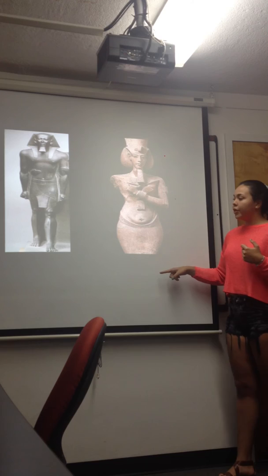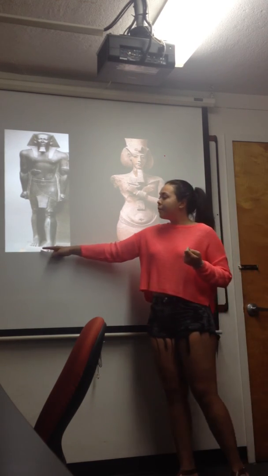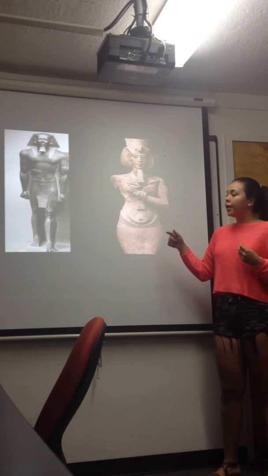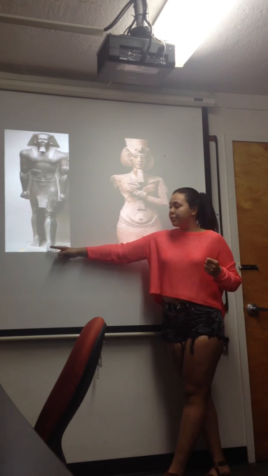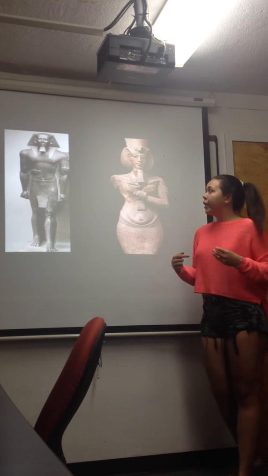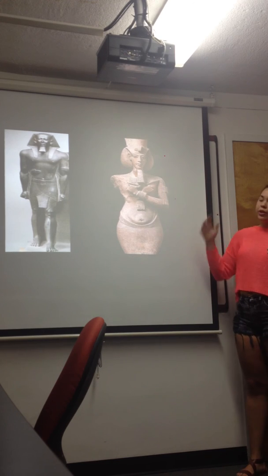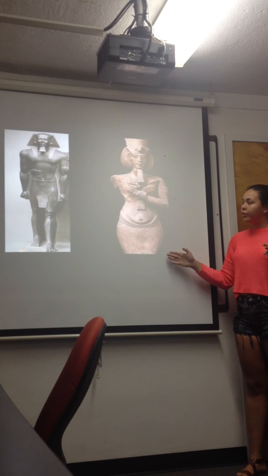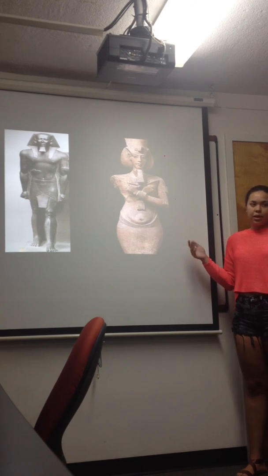Now, if we look at Menkaure, he has one step forward, suggesting movement, which means they believed in life after death, so that's why he's stepping forward. We know that they're both in rigid, frontal poses, but we don't know exactly how his feet or legs were, because his legs are lost; he has no legs.